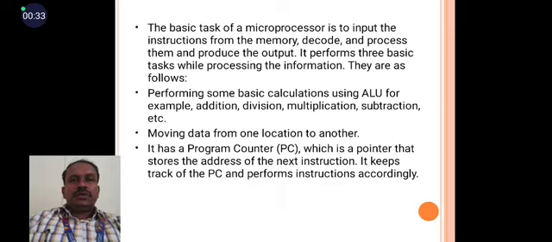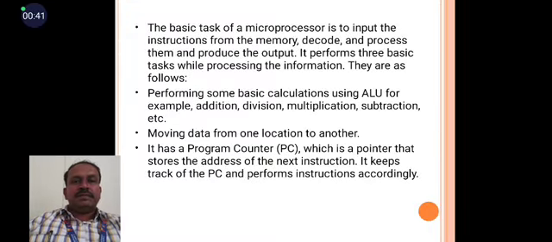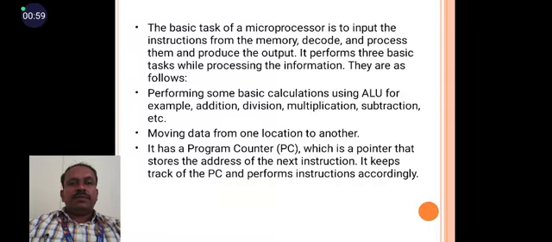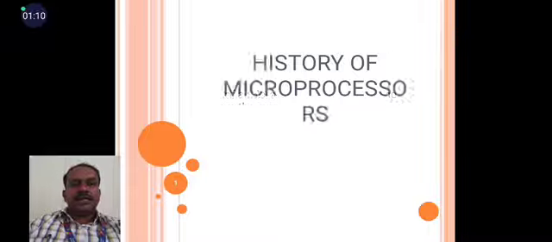The basic task of a microprocessor is to input the instruction from memory, decode it, process it, and produce the output. It performs three basic tasks while processing information. They are as follows. Performing basic calculations using the ALU, for example addition, subtraction, multiplication and division, etc. Then moving data from one location to another. Then it has a program counter, called the PC, which is a pointer that stores the address of the next instruction. It keeps track of the program counter and performs the instruction accordingly.